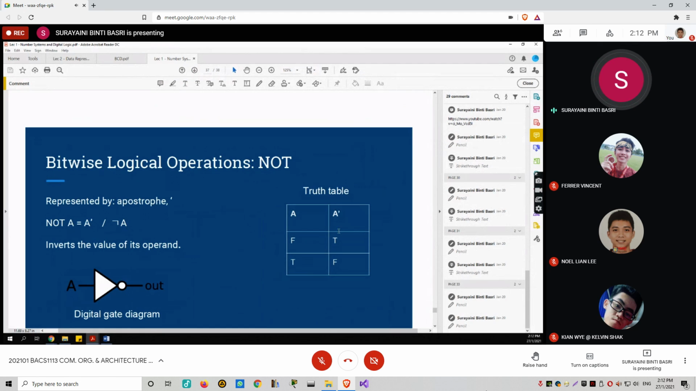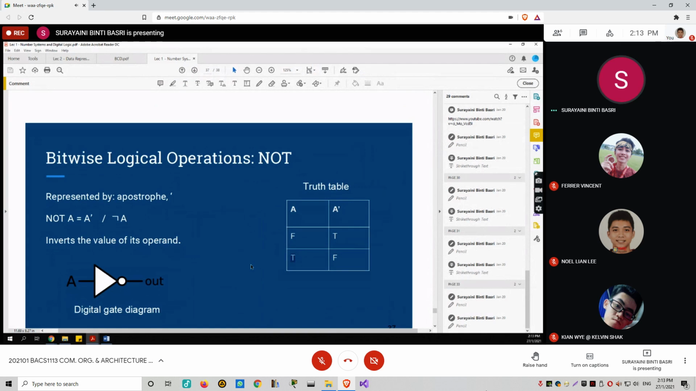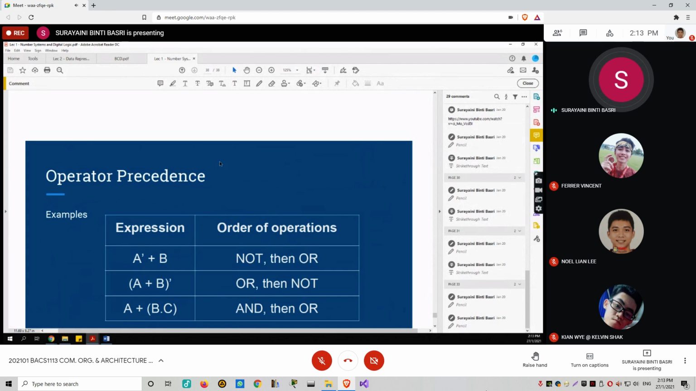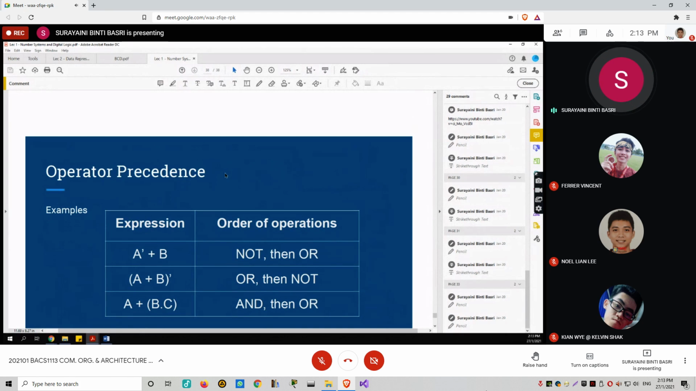Okay, so for example, if the component is only false and true, then for not A, if A is false, then not A is true. And if A is true, then not A, of course, is false. Okay, so I think you guys understand about that.